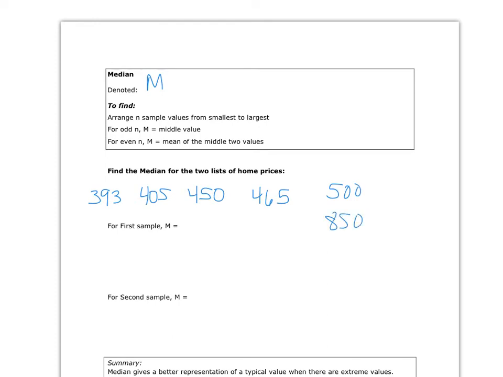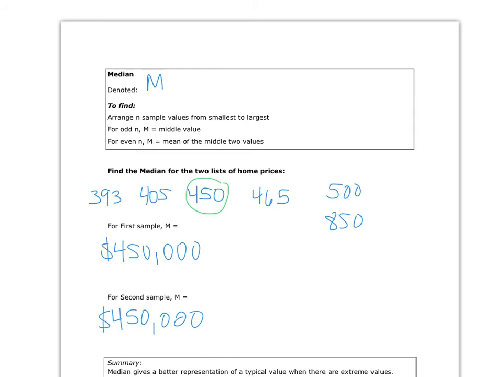Okay, so for the first sample, we can pick out the median. There's an odd number, so that middle value is 450,000. And then what about the second sample? Well, it is still the middle value. It's not influenced by the fact that that largest value is something different. So we get the same median price.